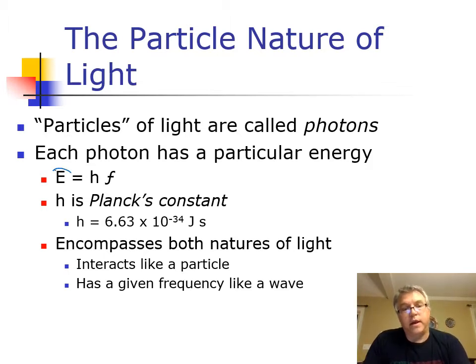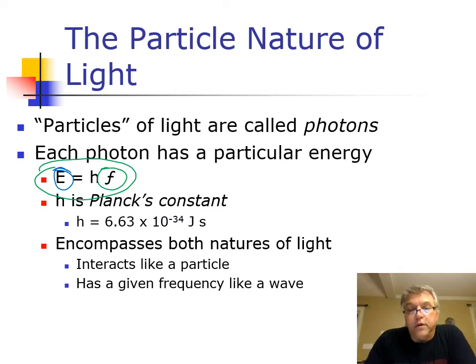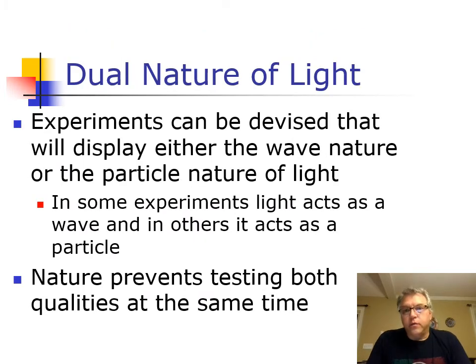Each photon has a certain amount of energy, which supports the particle theory. Because it behaves like a particle, it has a certain amount of energy. But it also has a particular frequency, just like a wave. So this equation helps to combine the particle theory of light and the wave theory of light. So now that we know light has a dual nature, it can behave like a particle or it can behave like a wave. We can design experiments that test the particle nature of light, and we can design experiments that test the wave nature of light.